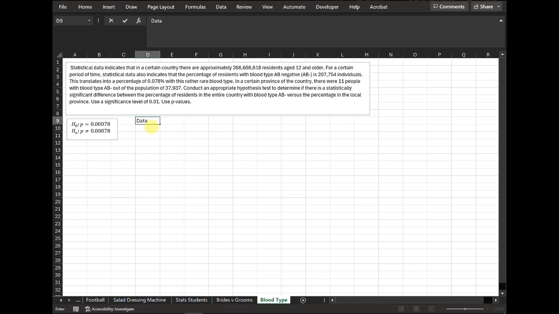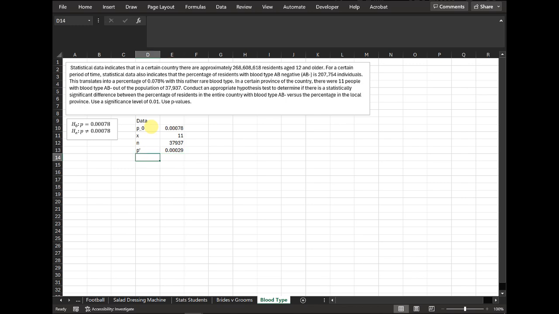So per usual, we want to take a second just to kind of note our data. And so we're clearly dealing with percentages or proportions. So we just need to use all the formulas associated with that. So the proportion that I'm working with is this 0.00078. And then the information that I'm given, so I've got my X versus my N. So there's 11 people in this county out of 37,937. So the proportion that I'm testing against is going to be this 11 out of that 37,000 number.